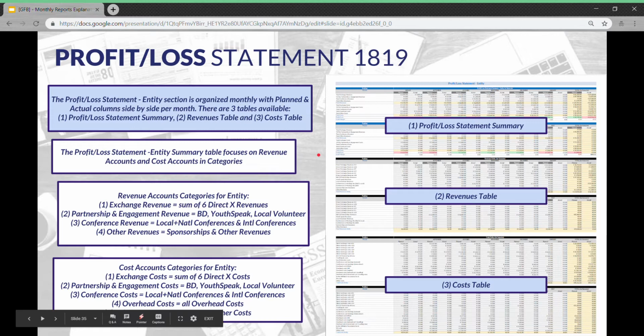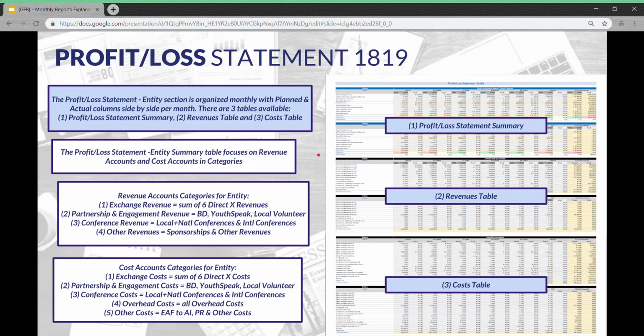Now, how do we categorize the summary? For the entity, we base it on exchange revenue, which are the 6 revenues. Partnership is based on BD, Youth Speak, and local volunteer. Then conference revenue is local, national, and international conferences. Then other revenues is sponsorships and other revenues. For cost, we categorize it similarly: exchange is for the 6 products, partnership and engagement is BD, Youth Speak, local, and local volunteer. Conference is local, national, and international conferences. Overhead costs are all of the overhead costs.